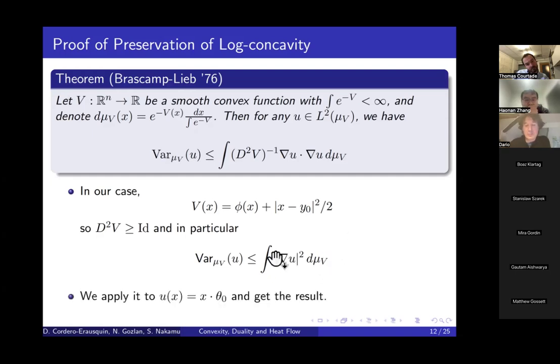And now we just apply it to our linear function. So on the right-hand side, you will have 1, and on the left-hand side, you will have the variance of this linear function, and this is exactly what we wanted. We wanted this 1 minus the variance of a linear function to be non-negative. Okay, so this finishes the proof of the preservation of log-concavity.